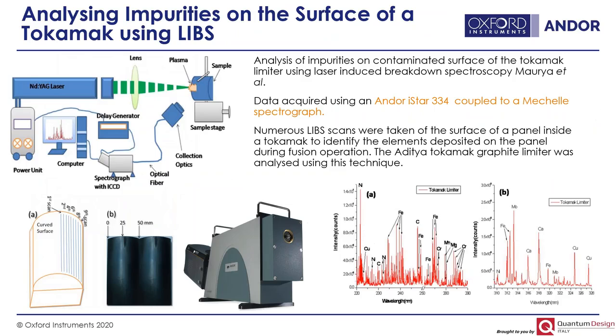Here I have an example of where LIBS has been used on a tokamak reactor, and in this they were particularly interested in looking at how impurities gathered on the containment surface wall within the tokamak in between operation. This data was acquired using another Andor iStar camera. Basically, they took numerous LIBS scans of the surface of the panel inside the tokamak to identify the elements deposited. They were looking at the graphite limiter in particular to see what elements were building up there.